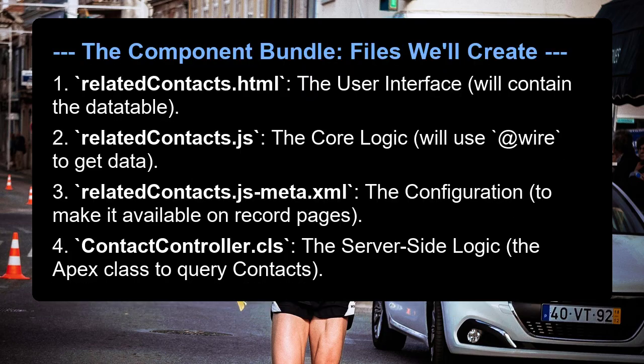The component bundle, the files we will create. 1. relatedContacts.html, the user interface, will contain the data table. 2. relatedContacts.js, the core logic, will use @wire to get data. 3. relatedContacts.js-meta.xml, the configuration, to make it available on record pages. 4. ContactController.cls, the server-side logic, the Apex class to query contacts.